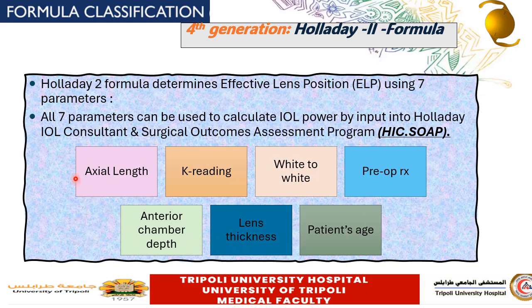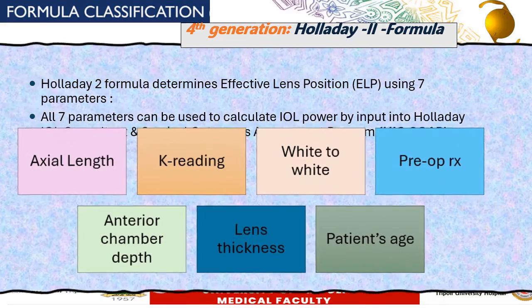So these are the main 7 parameters used by the Holiday 2 formula, and it's still up till now one of the most famous and most predictable IOL calculation formulas that belongs to the fourth generation of IOL calculation formulas.